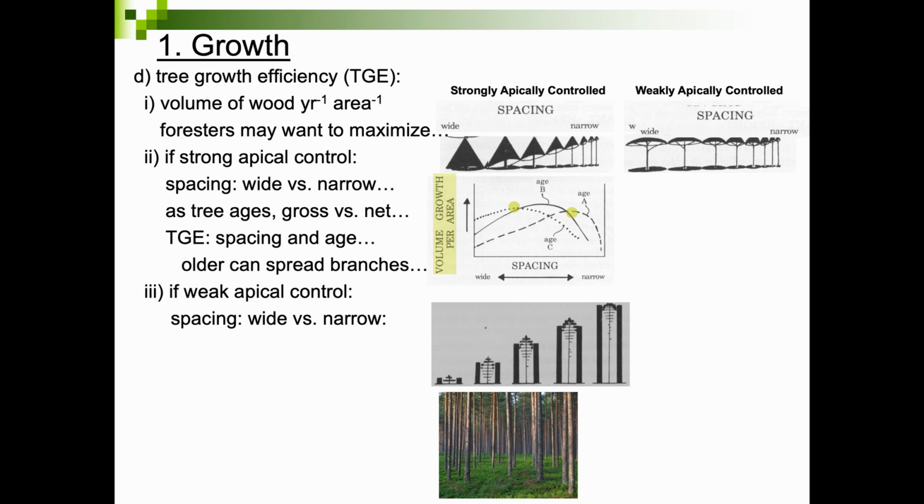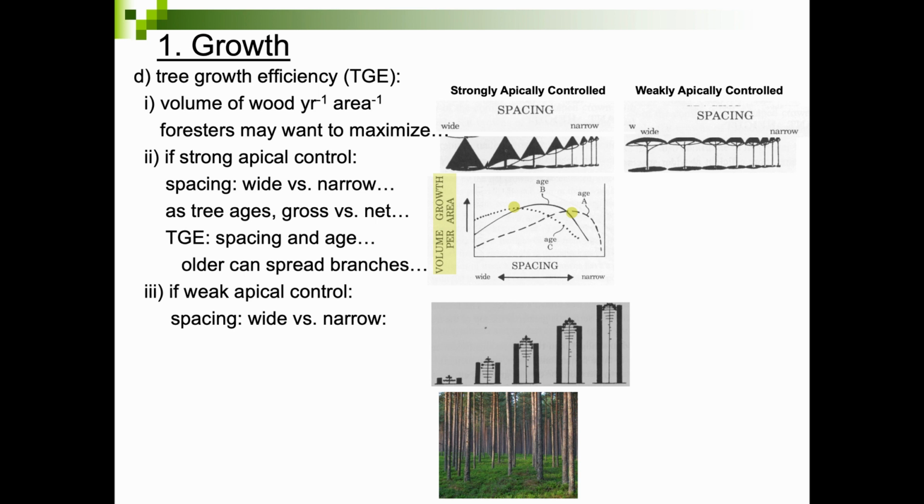Now, when they're grown in high density, this weakly apical controlled tree, with these several branches that are self-shading, actually takes on more of an excurrent shape when it's narrowly spaced.